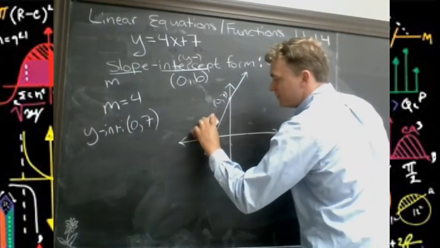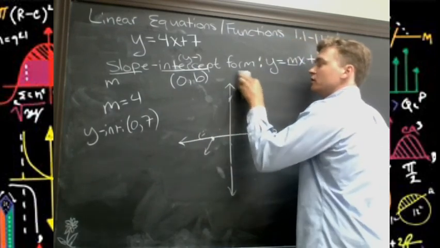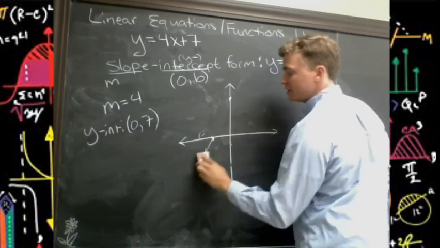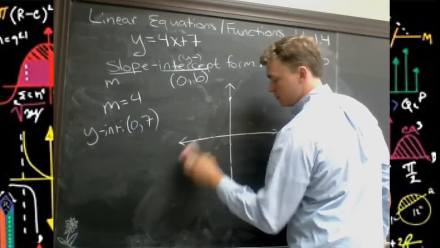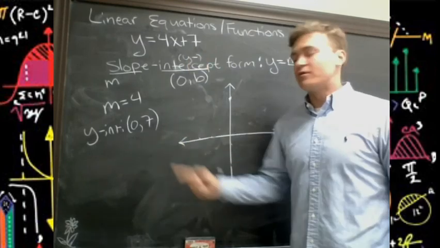But even if we don't think about doing that, if we are given the equation in slope-intercept form, there is another way to go about it. Because we are given the y-intercept, let's go ahead and plot that, (0, 7).